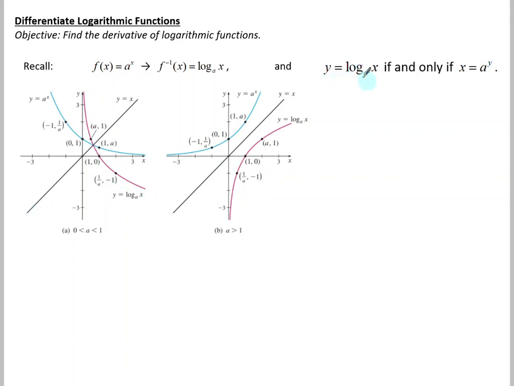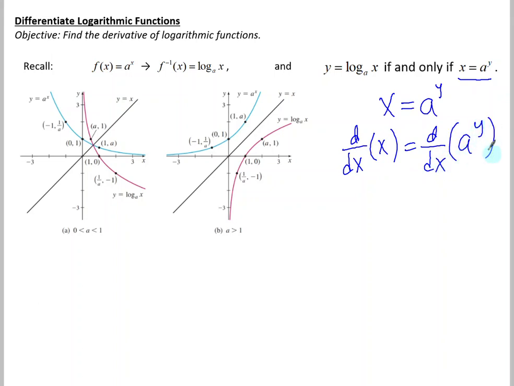Y equals log base a of x if and only if x equals a to the y, based on the fact that the exponential and logarithmic functions are inverses of each other. Let's talk about the derivative of log functions by taking a look at that exponential function, x equals a to the y, and taking the derivative with respect to x implicitly. We'll take the derivative with respect to x of the left side of the equation and the derivative with respect to x of the right side of the equation.